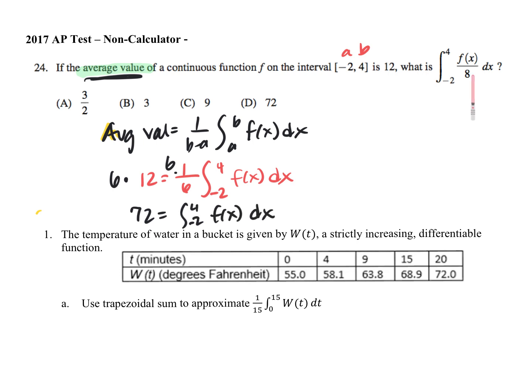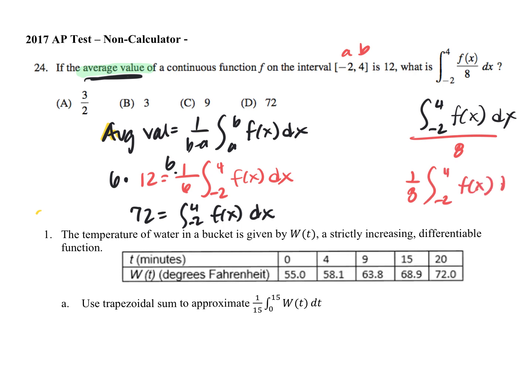What do we need to do to that? Yeah, so you guys, just so you know, and again, you haven't seen this yet, I can rewrite this whole thing over 8 is equivalent to this written that way. It's the same thing. I could also write it as 1/8 the integral from negative 2 to 4 of f of x dx. All of these are equivalent.